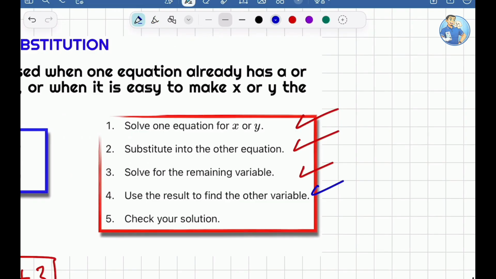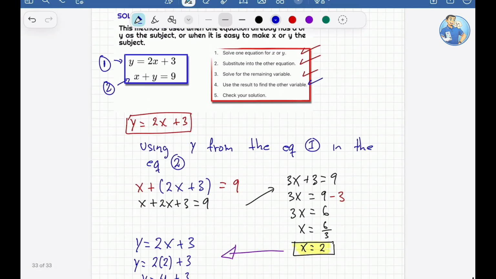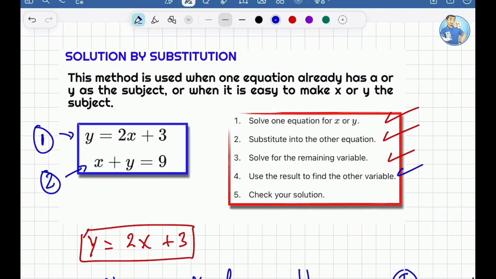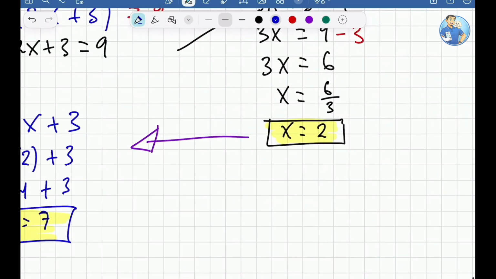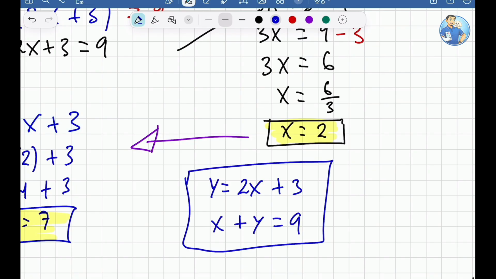The last one, check your solution. How can we know if these are the solutions? Using the original equations. If you remember, we have equation 1, equation 2. So let me copy the original equations. This is y equals 2x plus 3. Then x plus y equals 9. So these are the original equations.